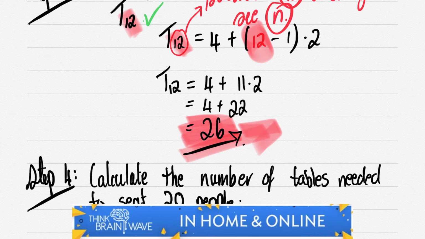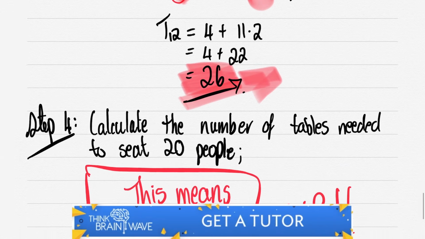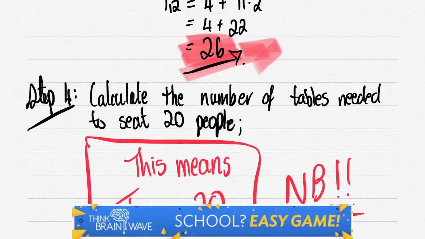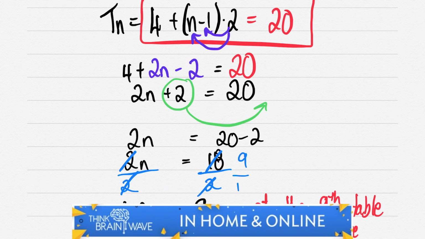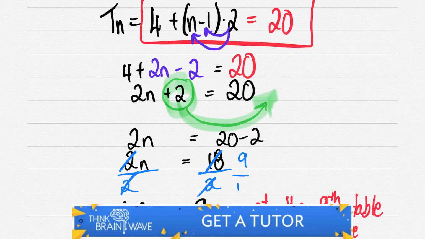Now let's calculate the number of tables needed to seat 20 people. That's the next question. Alright, these are often structured questions with 3 or 4 questions in total. So, we are not asking for the nth term, we are asking for when Tn is equal to 20. So now we take our general solution and equate to 20.